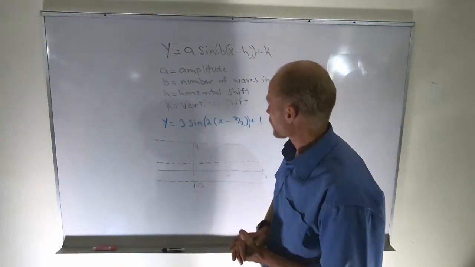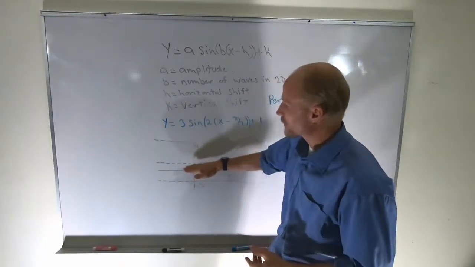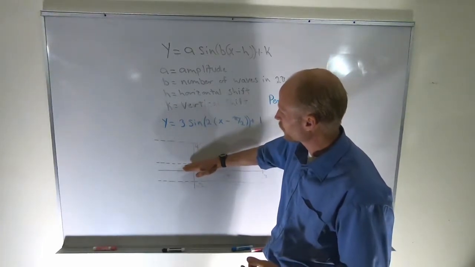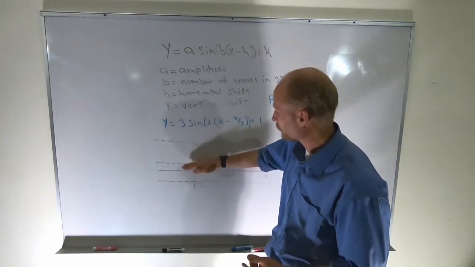I can see that it goes 3 units off of the center line. So from 1 plus 3 is 4. 1 minus 3 is negative 2.